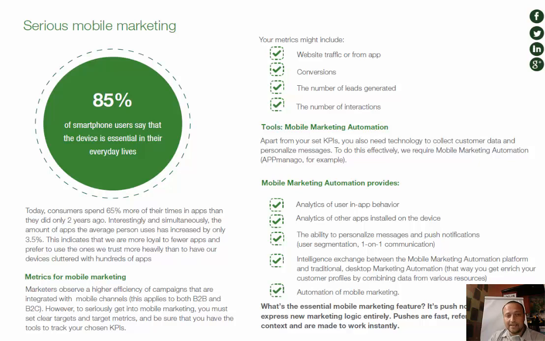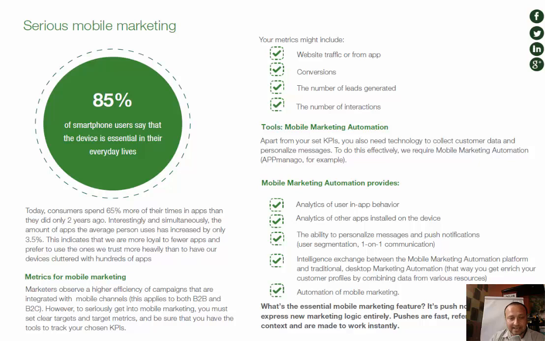Okay, today consumers spend 65% more of their time in apps than they did only 2 years ago. Interestingly and simultaneously, the amount of apps the average person uses has increased by only 3.5%.